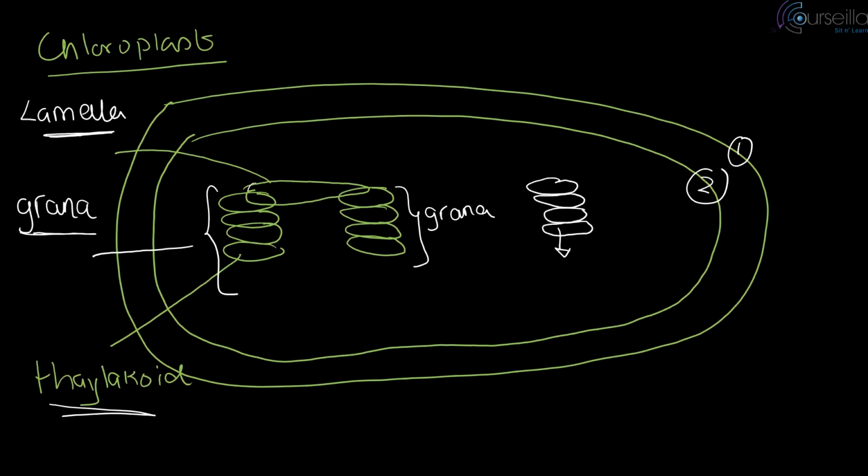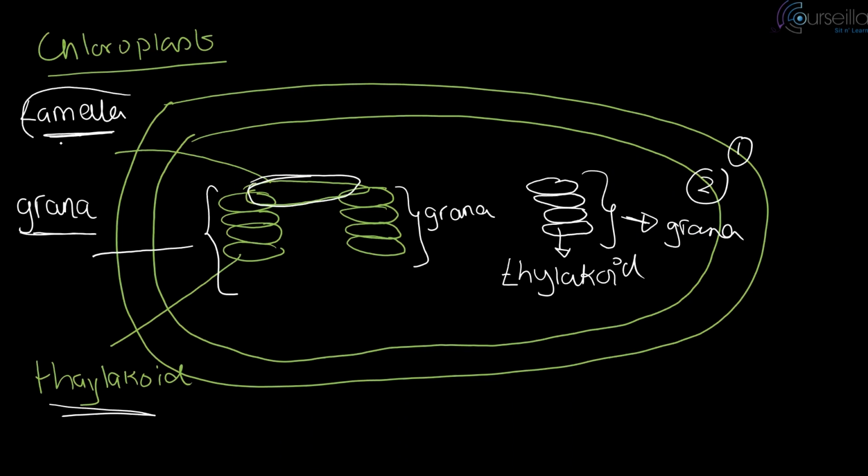Okay, Maria, can you tell me one of those membrane-bound sacs, what is their name? Thylakoid. And a group of thylakoids piled on top of each other, what is their name? Grana. Very good. And the thylakoids are connected together by a longer thylakoid called what? Lamella. Very good. Excellent.